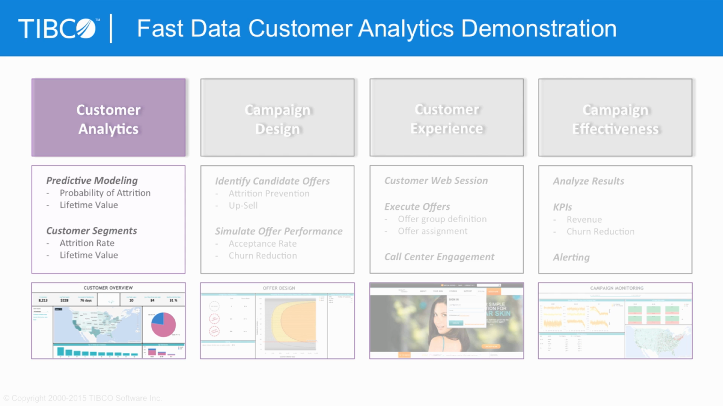In the first part of the demonstration, we will use Spotfire and Churn to build a predictive model on historical customer data and score the current customer base in terms of their probability to attrit, as well as their predicted lifetime value. We will then use these two metrics, probability of attrition and lifetime value, to build customer segments. We will then identify optimal offers to be made to each of the segments in order to reduce attrition and maximize the marketing campaign effectiveness.